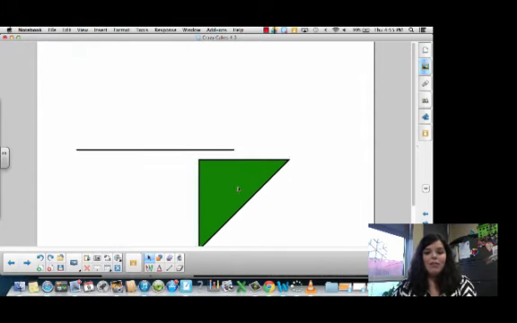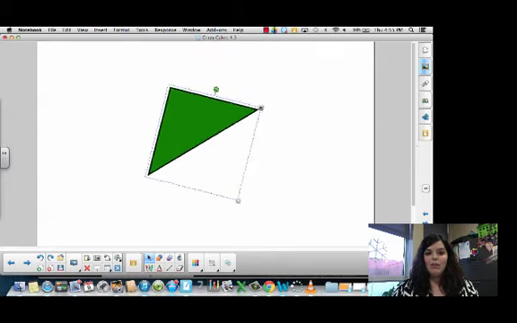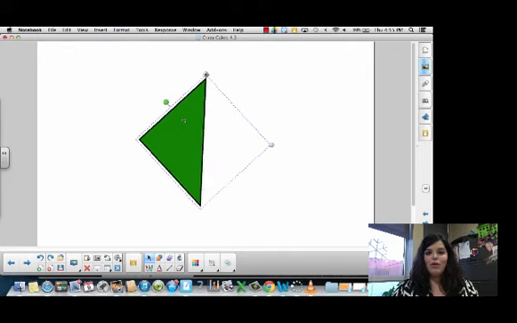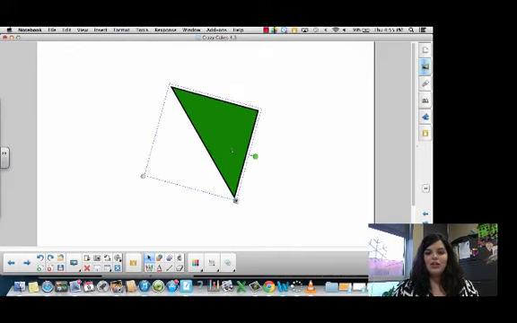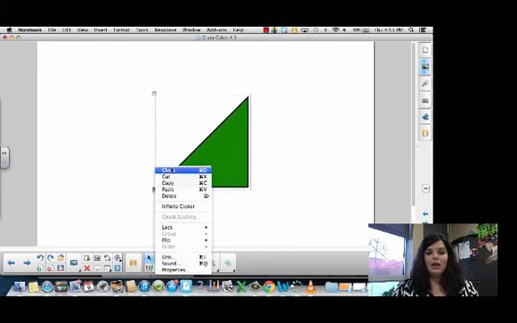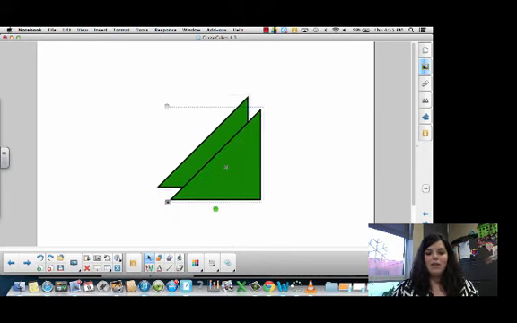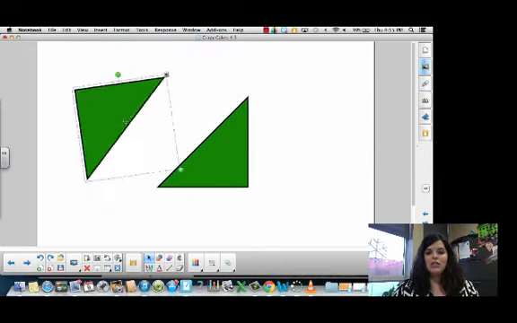Next we had the turn. So I'm going to go ahead and get rid of a couple of the shapes here on my page. And I'm going to demonstrate the turn by clicking on the green rotate handle that's here at the top. I can click and rotate my shape around. That's a turn. The shape remains the same, and any shape that I had on here, if I clone that again, and I rotate one, these shapes are still congruent.